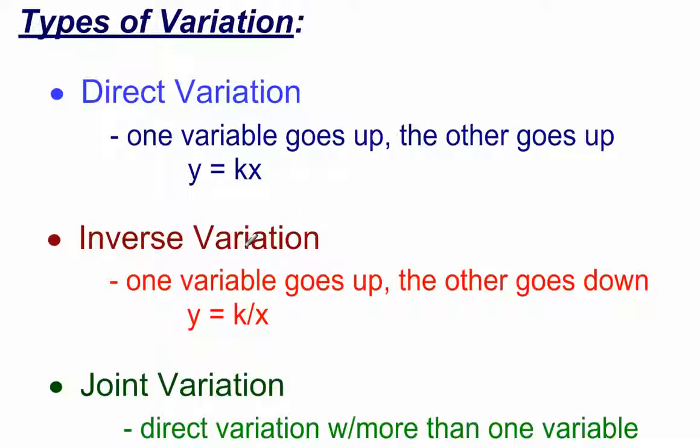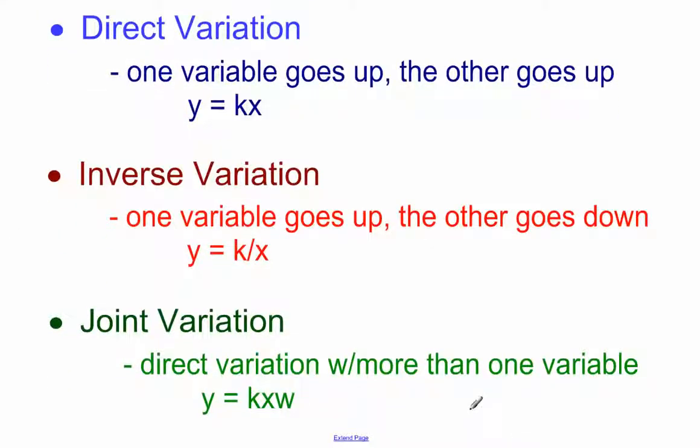In inverse variation, that would mean that one variable goes up, the other's going to do the opposite and go down. So to represent that, we would do y equals k over x. So one is inverted from the other. And the last type here is joint variation, and that is direct variation if I have more than one variable. So y equals kxw. It's direct, so it's everything on the same level, directly across from one another. We just use one constant, and we have the two variables x and w.